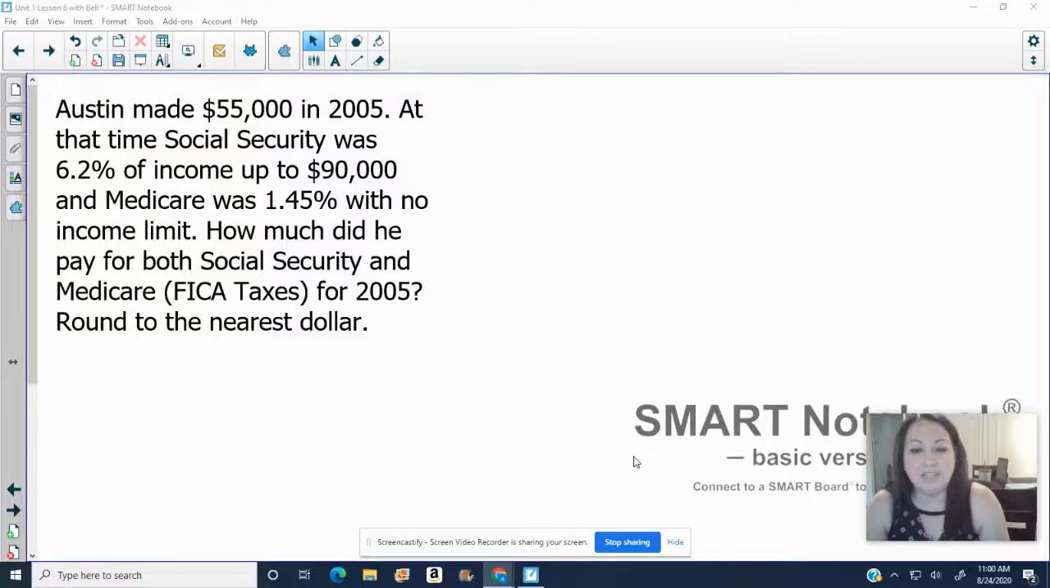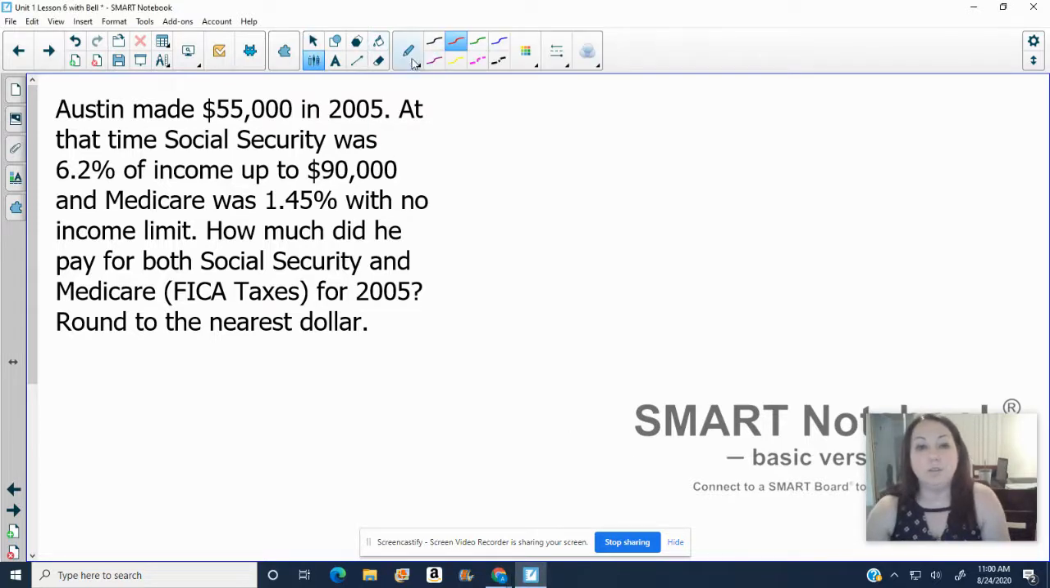Okay, we're going to take a look at example 7. It reads, Austin made $55,000 in 2005. At that time, Social Security was 6.2% of income up to $90,000, and Medicare was 1.45% with no income limit, no threshold. How much did he pay for both Social Security and Medicare, aka the FICA taxes, for 2005?